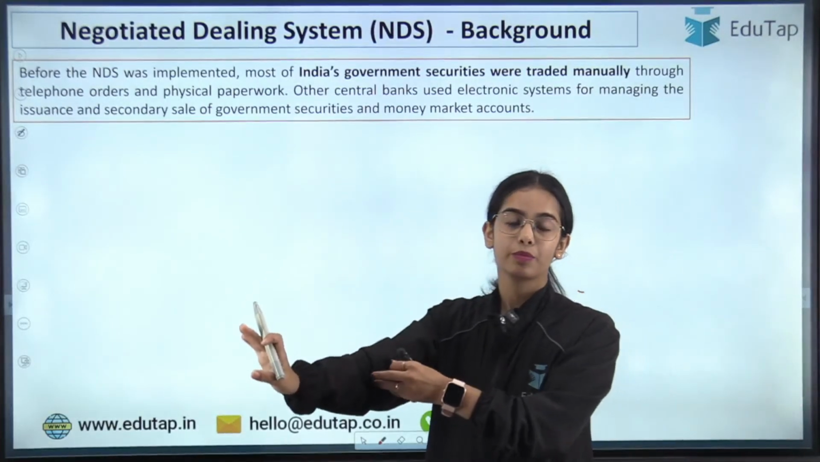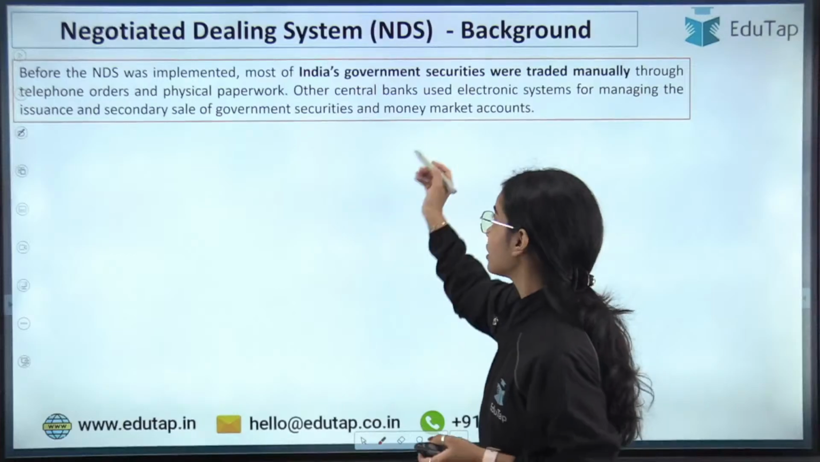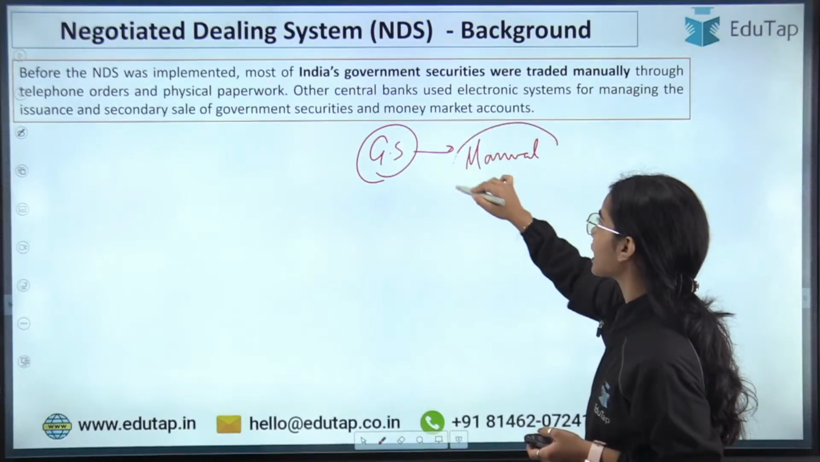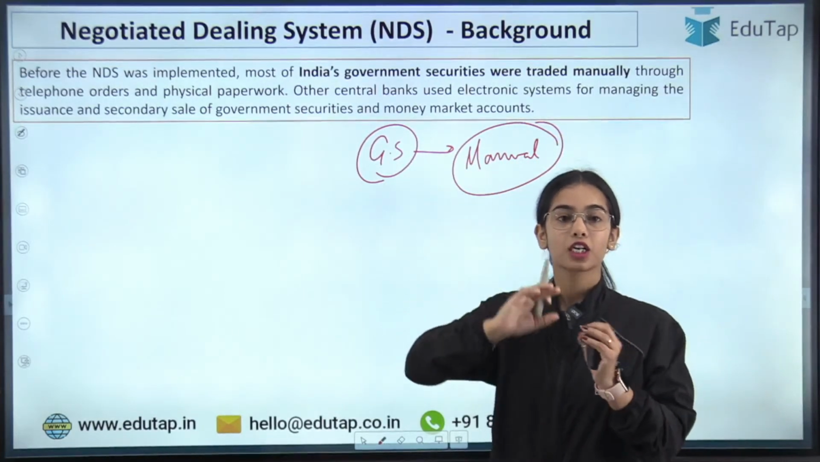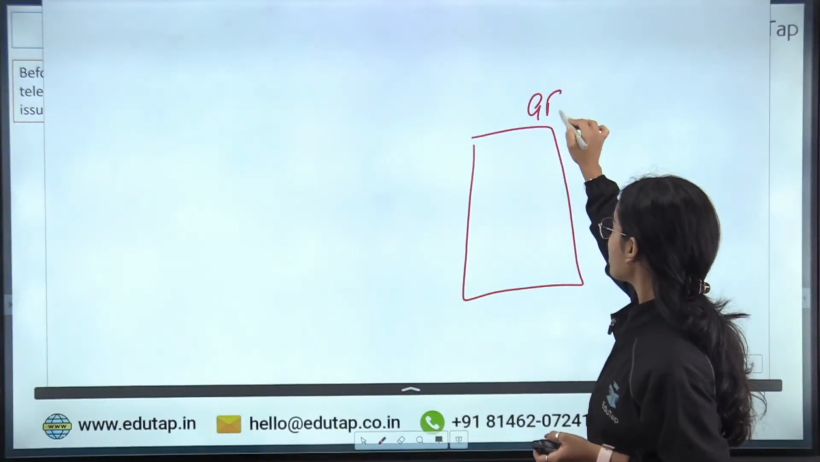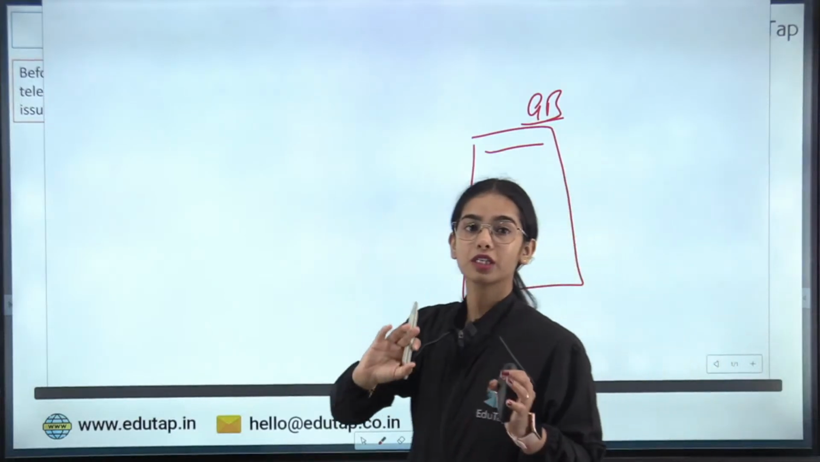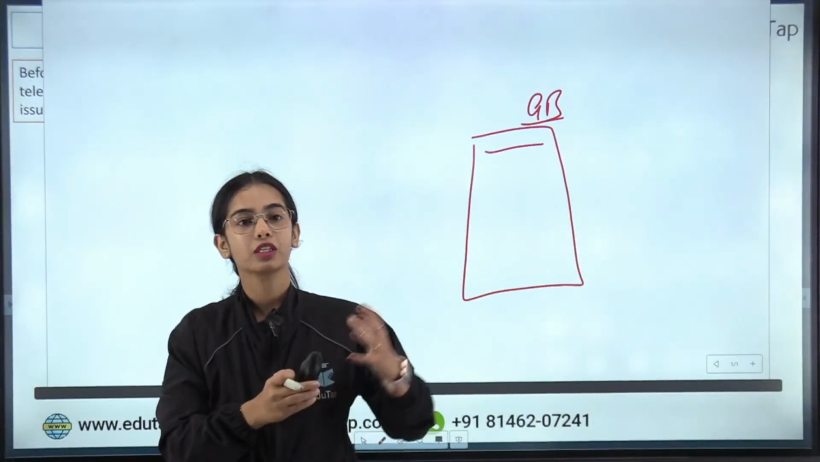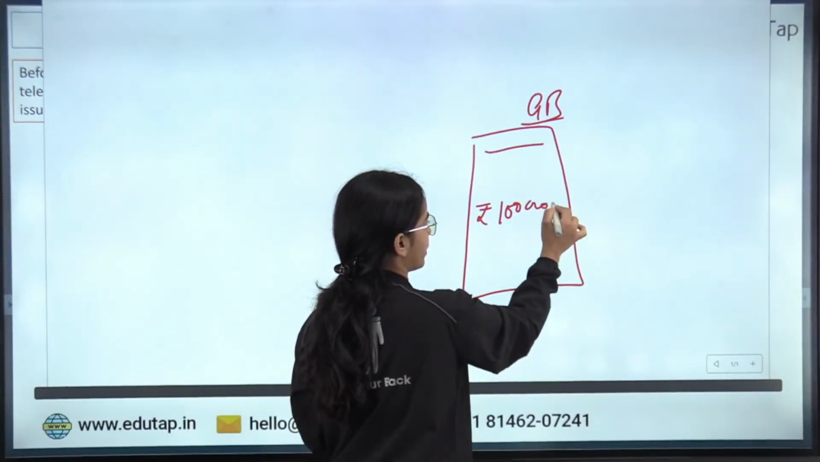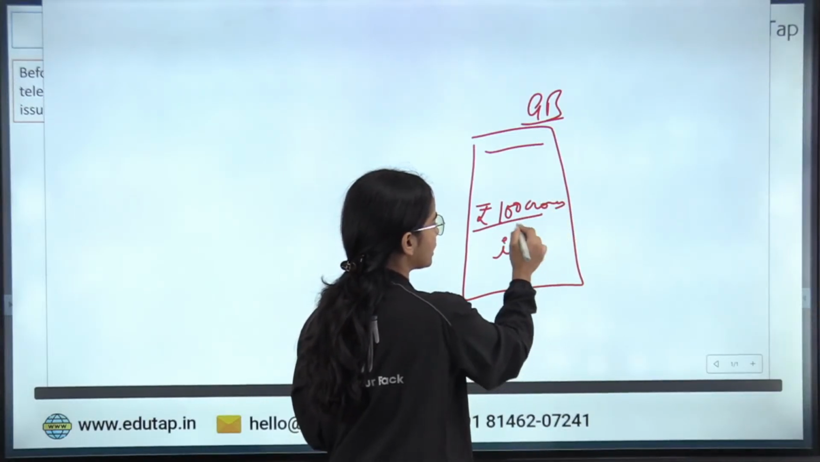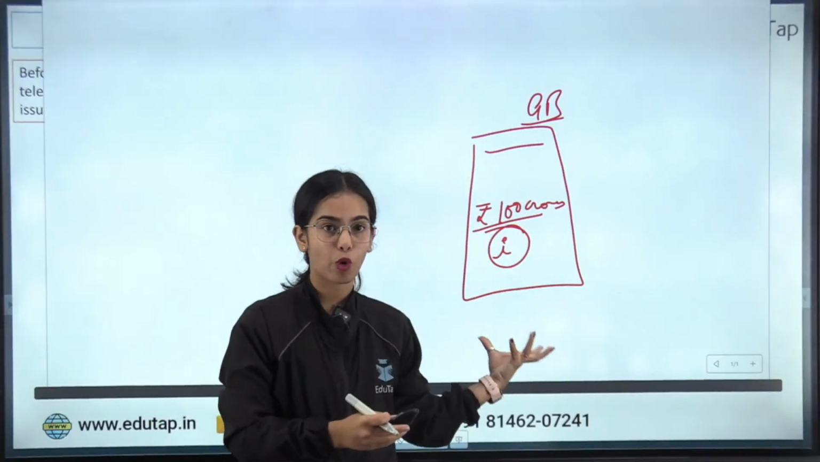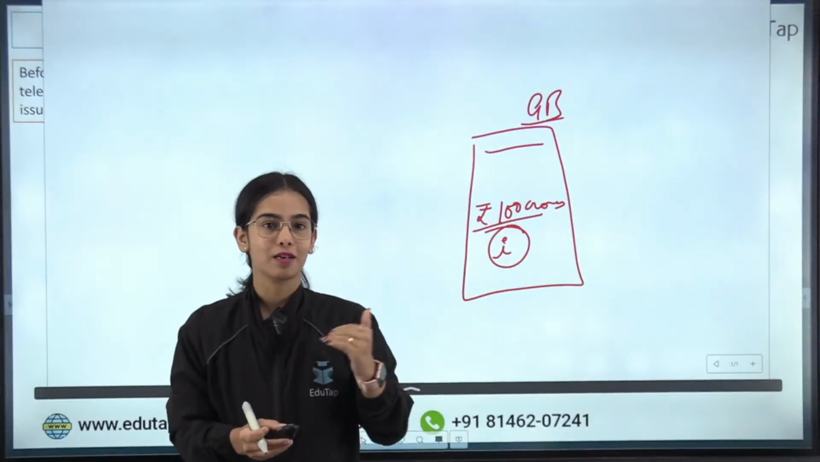So before the NDS, what used to happen is that government securities were traded manually. There was manual trade happening of the government securities. Government securities, or the government bonds, are a financial instrument where the government is taking the money, where the government is asking for the money. Let's say the government is asking for rupees 100 crores. Okay, and the government is saying that the government will give this much interest rate to the investors. So these are the government securities or the government bonds through which the government can raise the money.